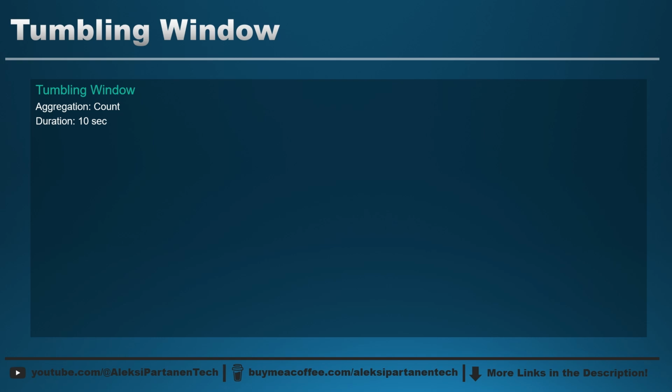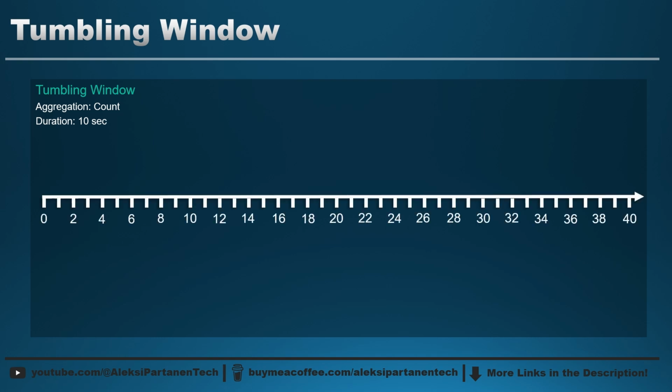Then here we have our timeline that runs from 0 to 40 seconds. And on this timeline, we have many events that occurred, so every green dot on this timeline represents an incoming event. You can, for example, think of these as messages that are being sent to our event stream. Then we want to see how these messages would be grouped if we use that tumbling window with 10-second duration and just count the number of messages using the count aggregation.